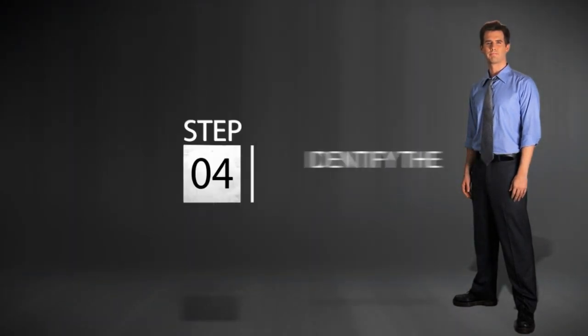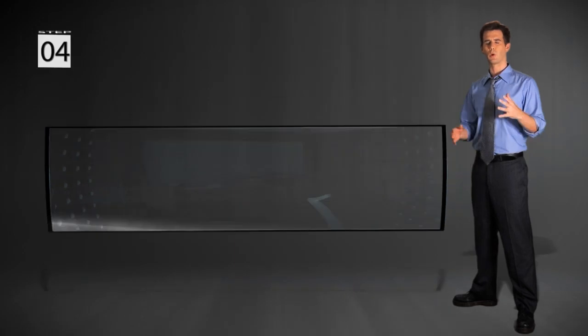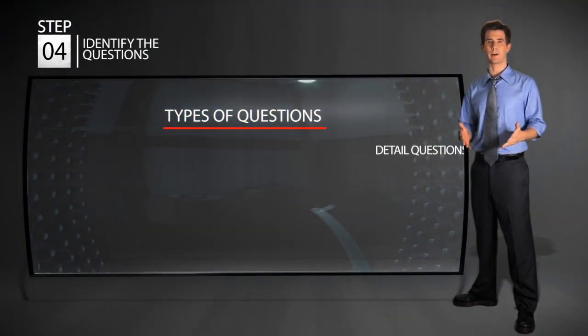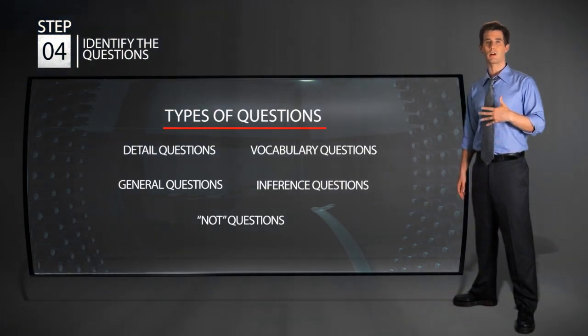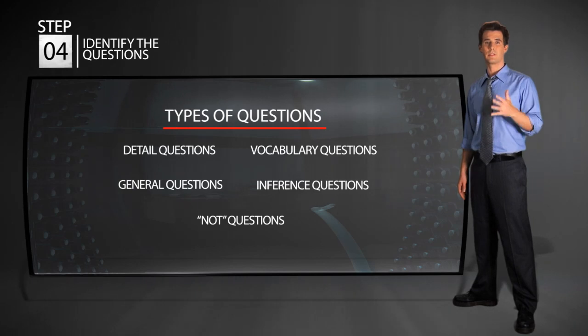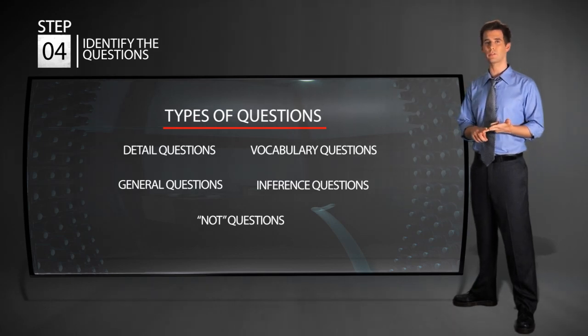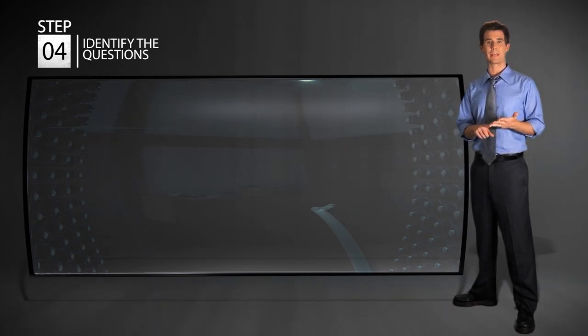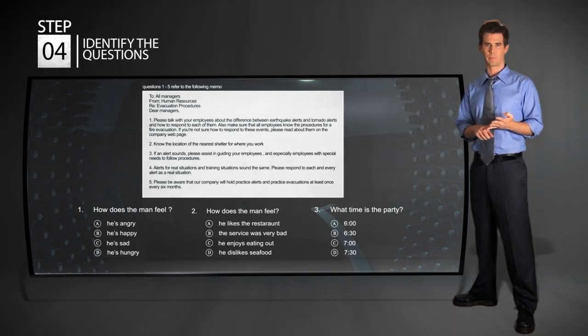Identify the questions. So now we read the questions and the answer choices. So what we want to do is identify the different types of questions. In the questions lesson, we talked about all the different types of questions that you will see in the short reading section. We'll see some detailed questions. We'll see some vocabulary questions. We'll see some general and inference questions. We'll see some not questions. What we want to do is identify these.